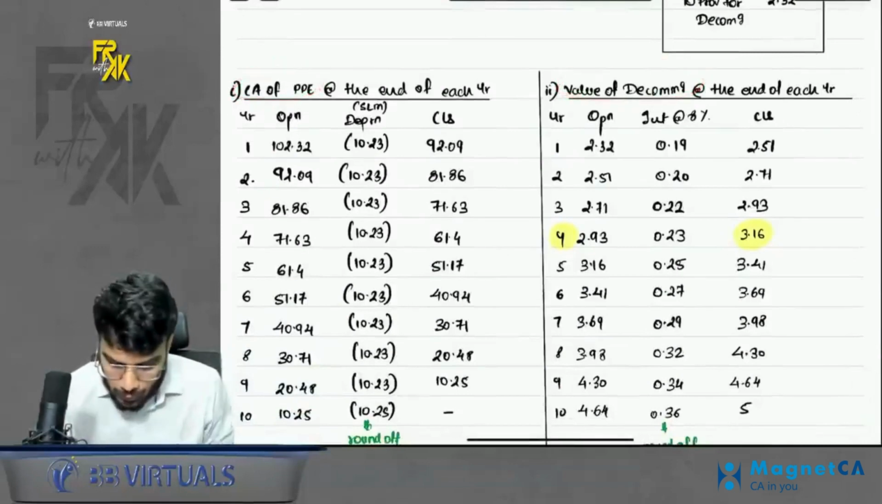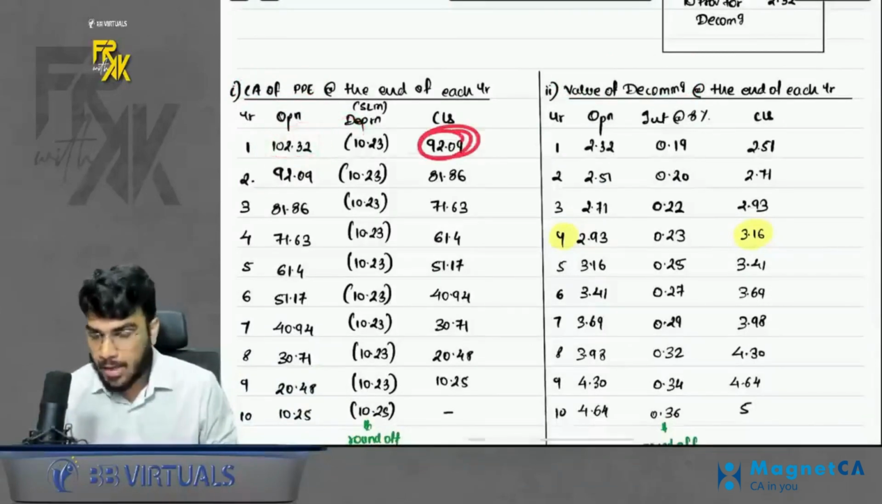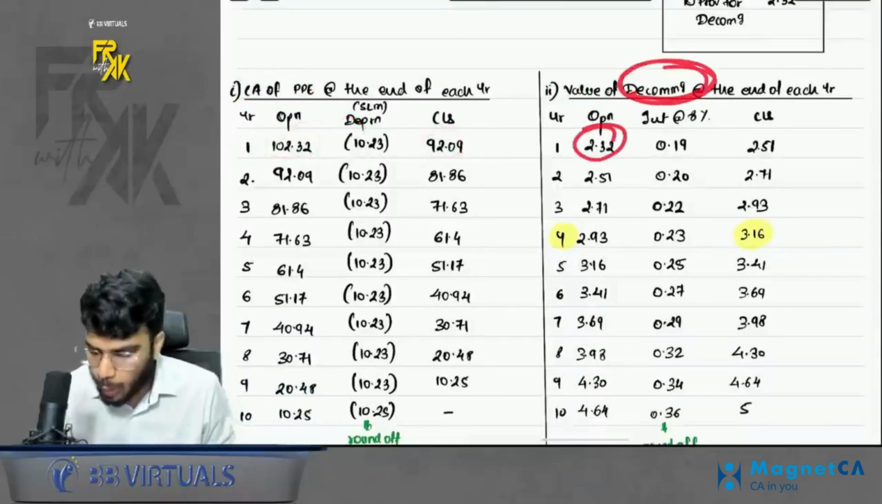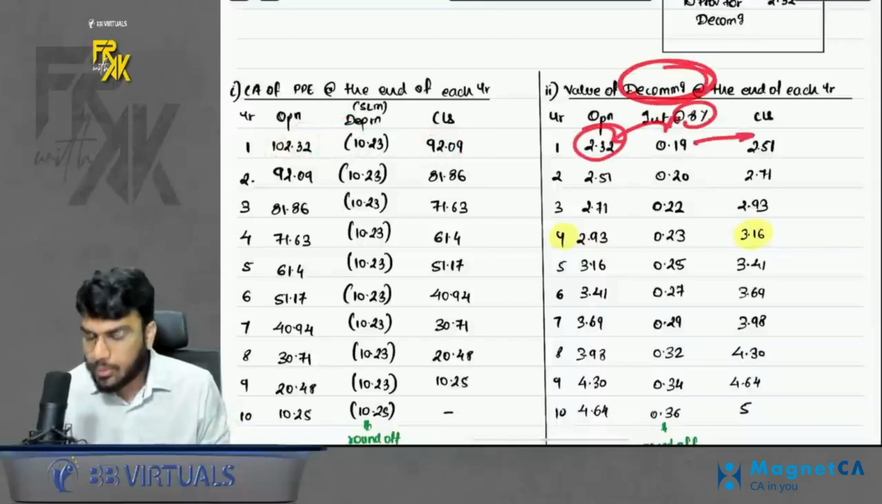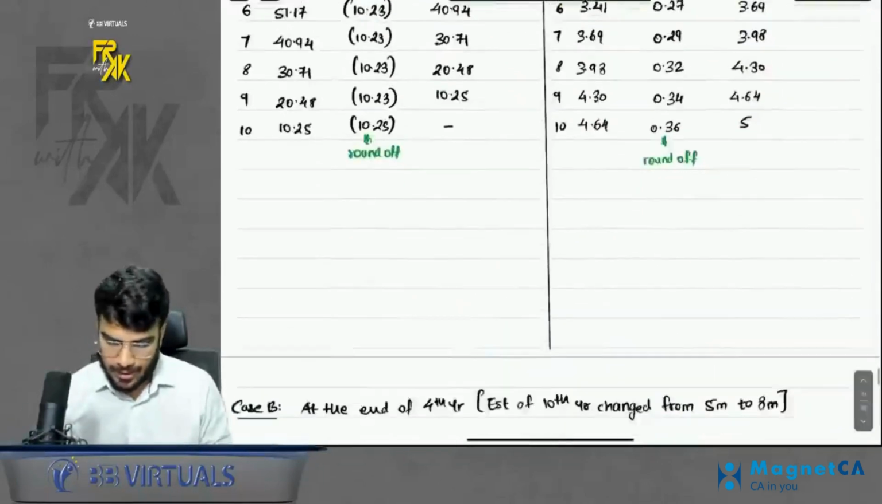And so what will you do? You will take the opening balance, reduce the depreciation for PP and find the closing balance. For decommissioning, what will you do? You will take the opening, unwind by 8%, and find the closing balance. You have to do this for all 10 years. So we did this. Case A was simple.